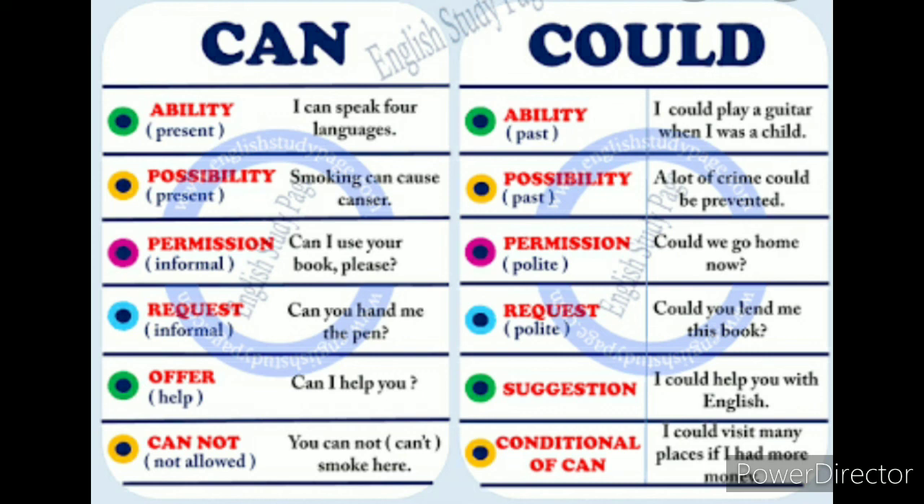cannot. Okay, means if you are using present form, then can will be preferred, but in the past form could will be preferred.